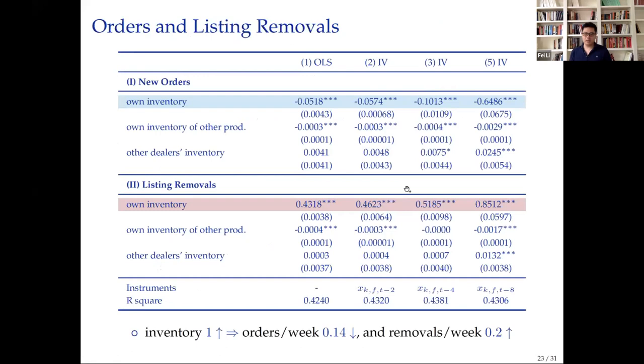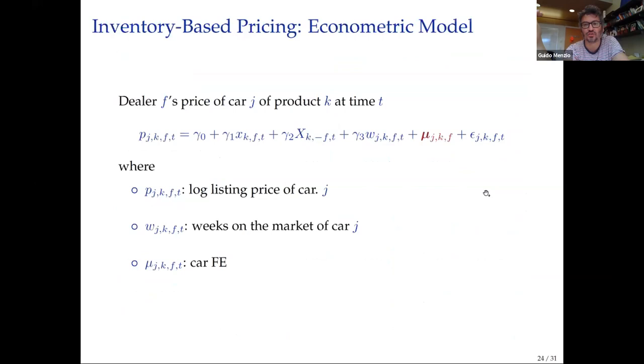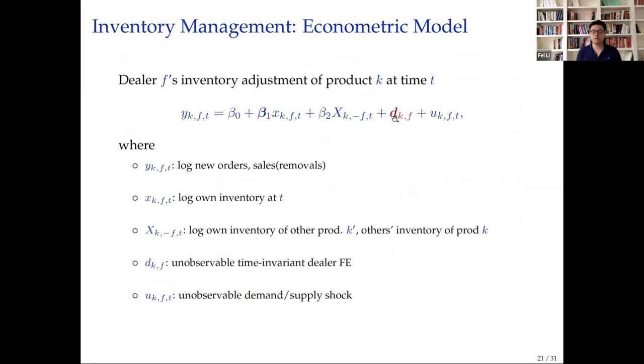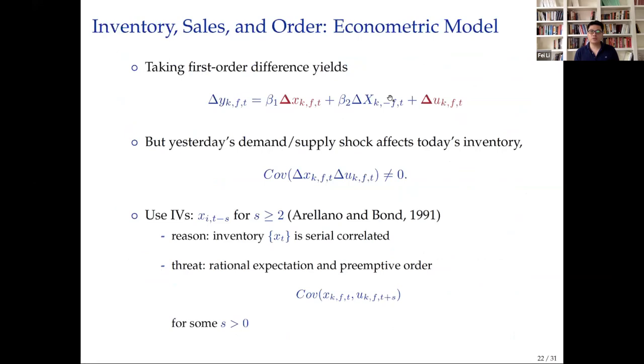There is a negative correlation between inventory and orders, and a positive correlation between sales, which is measured by removals, and inventory. Is this true also after taking out dealer fixed effects? Exactly, that's the reason there is some endogeneity. We have this dealer fixed effect because dealers are very heterogeneous, so we have to do some first-order difference to kill that. But then we get some endogeneity, so we use the previous period inventory as an IV to estimate this coefficient.